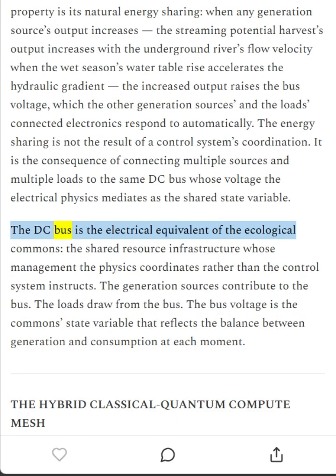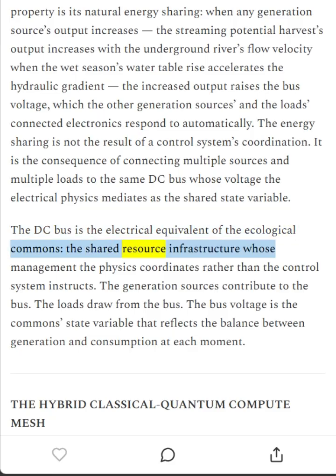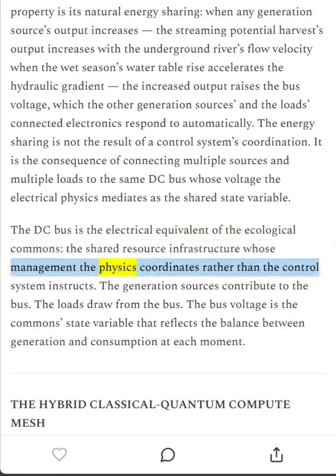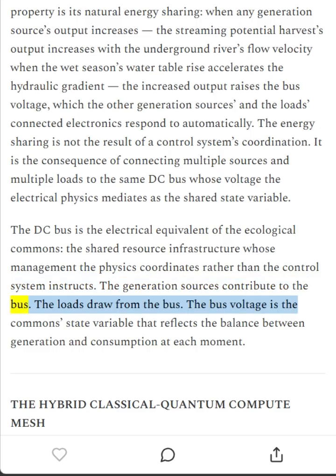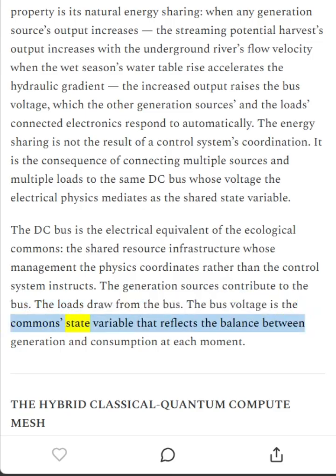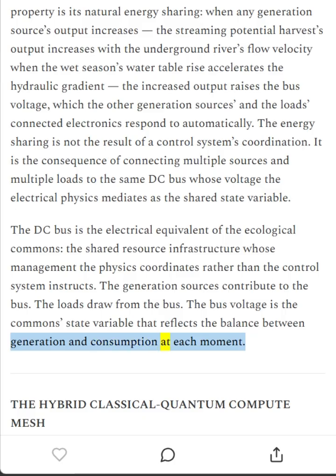The DC bus is the electrical equivalent of the ecological commons, the shared resource infrastructure whose management the physics coordinates rather than the control system instructs. The generation sources contribute to the bus. The loads draw from the bus. The bus voltage is the common state variable that reflects the balance between generation and consumption at each moment.